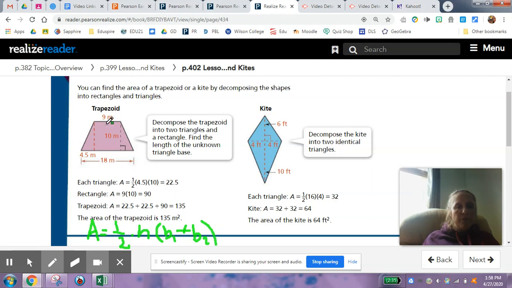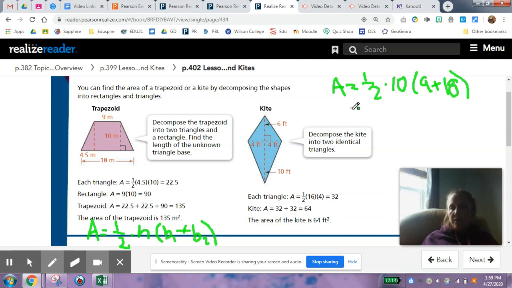So for this trapezoid, we can say 1/2 times the height, which is 10, times the quantity of 9 plus 18. So let's see if we get the same answer. I'm going to do the work up here before I talk about the kite. So let's say area equals 1/2 times the height is 10 times the quantity of base 1, which is 9, plus base 2, which is 18.